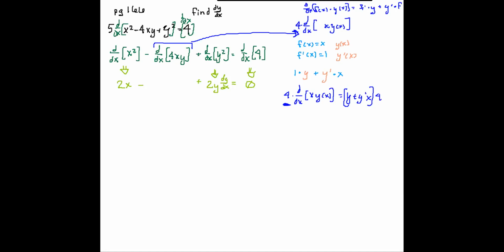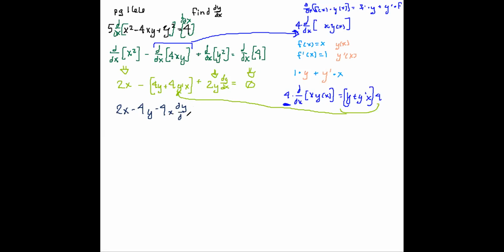Yep. So I'm going to move this back over here where it belongs. And I'm going to say that this is minus 4y plus 4y prime x. So we can just step down. Now it's kind of algebra from here on out. We just need to make sure that this makes sense algebraically. We'll have 2x minus 4y minus 4y prime x plus, rather than saying y prime, let's rewrite that in dy/dx, 2y dy/dx is equal to 0.